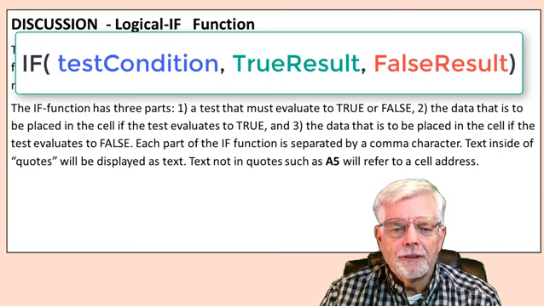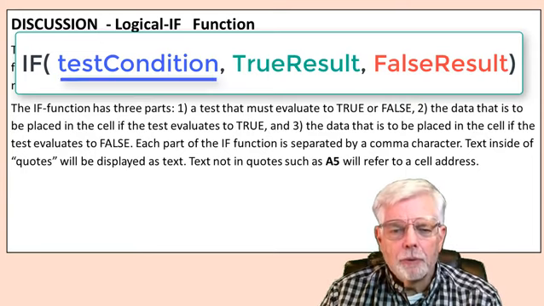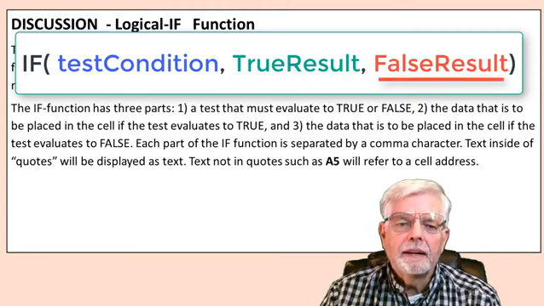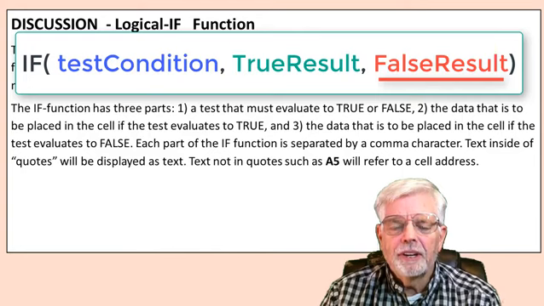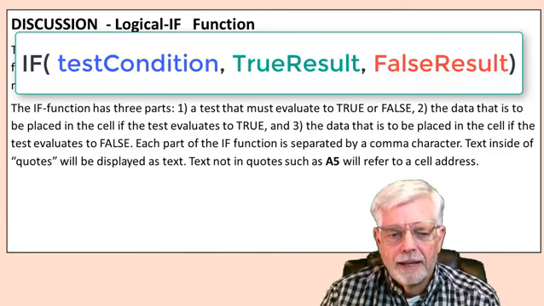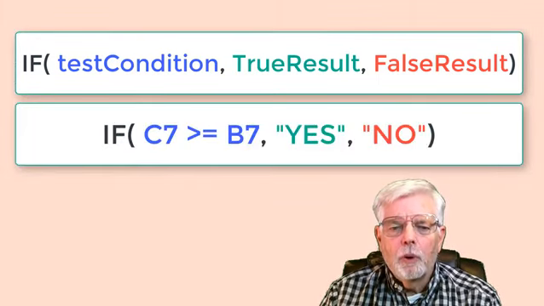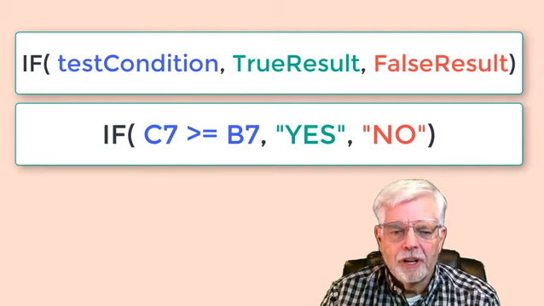The IF function has 3 parameters. 1. A test that must evaluate to true or false. 2. The data that is to be placed in the cell if the test evaluates to true. And 3. The data that is to be placed in the cell if the test evaluates to false. Each part of the IF function is separated by a comma character. Text inside of quotes will be displayed as text. Text not in quotes, such as A5, will refer to a cell address.